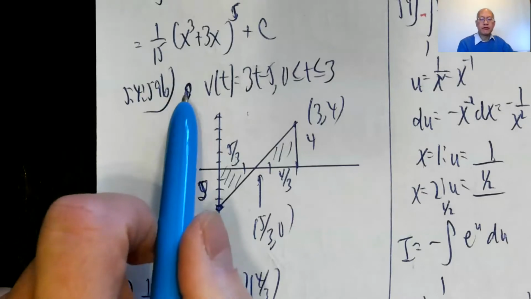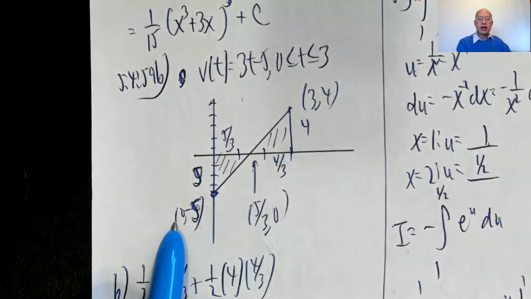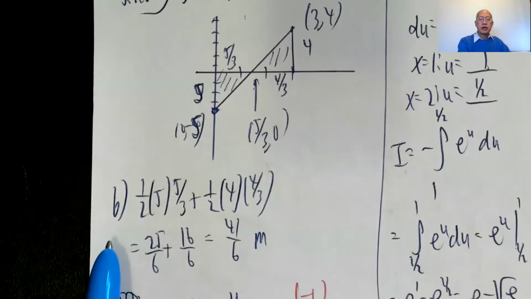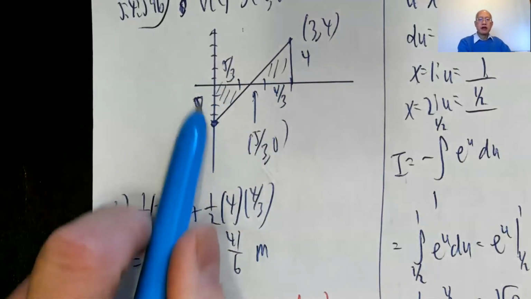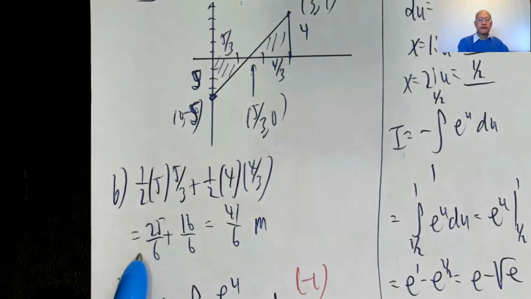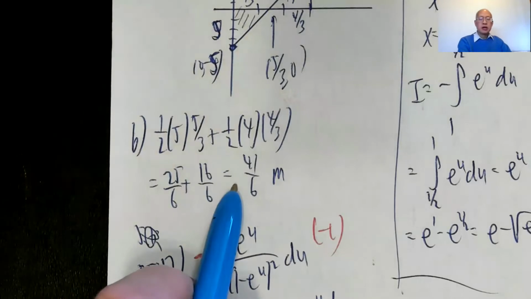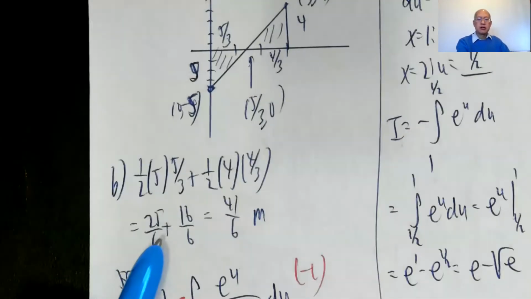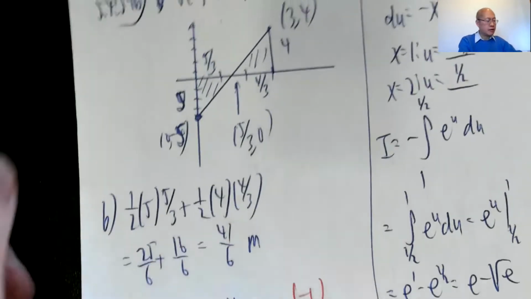5.459, talked about that earlier. V of t is 3t minus 5 from 0 to 3. This is 0, negative 5, 5/3, 0, 3, 4. Okay, so part B, the distance is this area plus this area. So 1/2 base times height, 5 times 5 over 3. 1/2 base times height, 4 times 4/3. This is 25 over 6 plus 16 over 6, 41 over 6. Okay, if you want the displacement, it would be this minus this. So it'll be 16 over 6 minus 25 over 6. That's negative 9 over 6 or negative 3 halves.